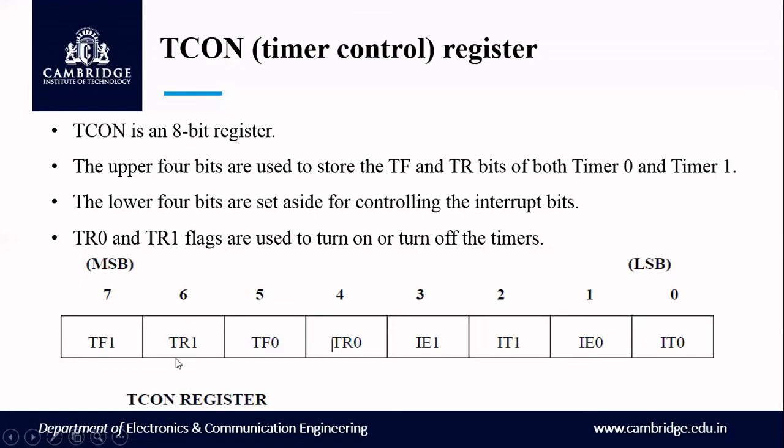Similarly, these 2 bits are used for timer 1. TR1 is meant for starting and stopping timer 1. If you set TR1, timer 1 starts. If you clear it, it will stop. Normally, we monitor TF1. When the timer starts, TF1 is monitored, and when it becomes 1, that indicates the timer has overflowed, meaning it has reached its limit. So these things we need to understand with respect to the timer.